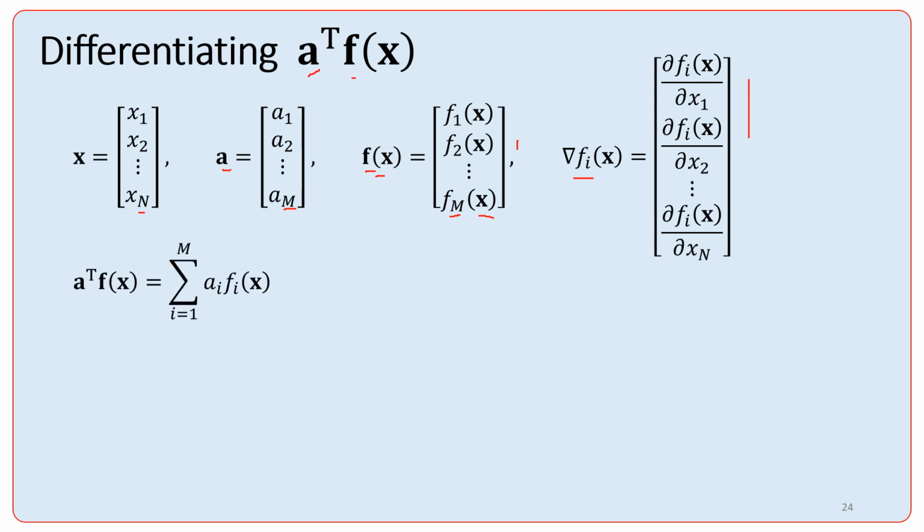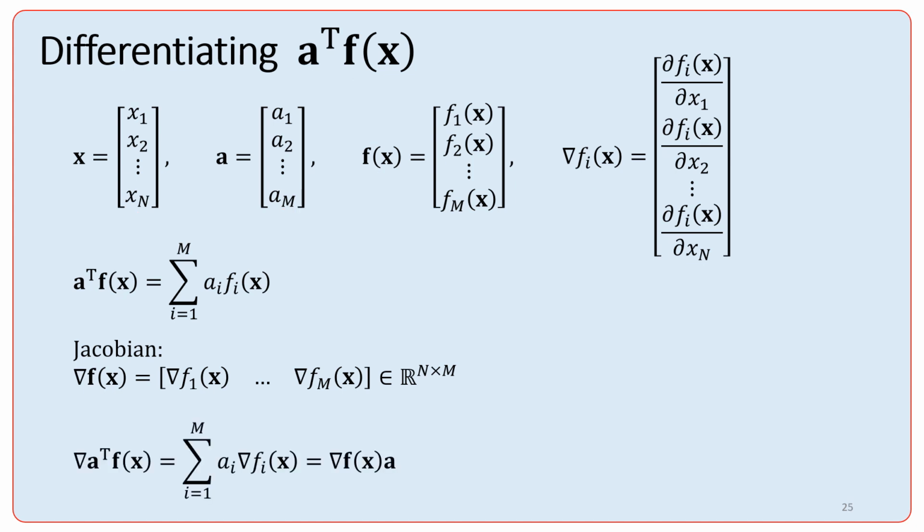A transpose f of x is nothing but the summation, i equals 1 through m, of ai fi of x. The Jacobian del f of x, the derivative of the vector function, is, as we just saw, such that its columns are the gradients of the scalar components of the vector function. And that's an n by m matrix.